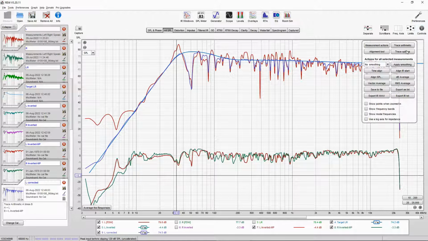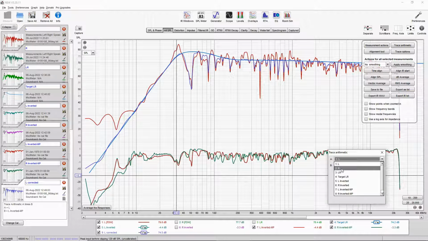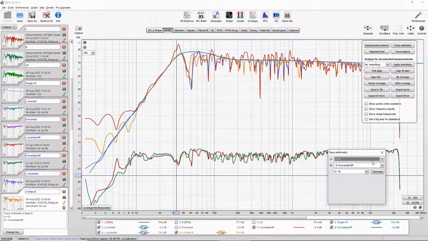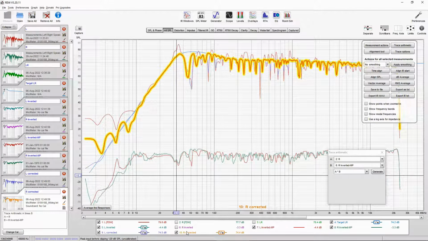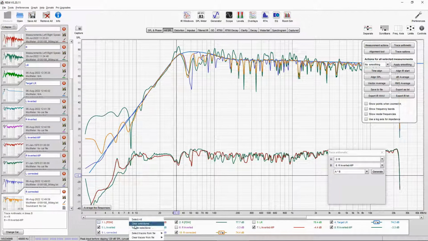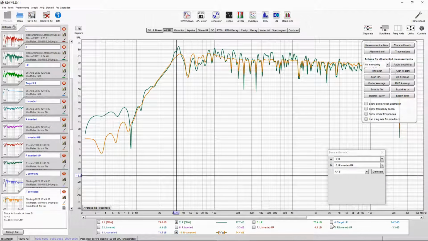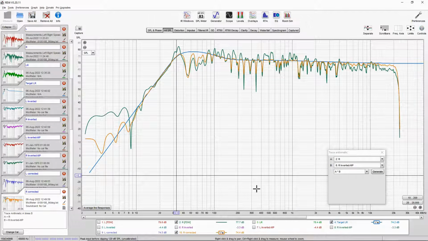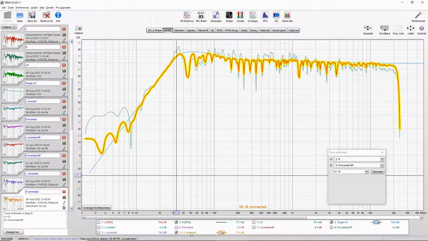So let's do the same for R, how it will end up after correction. Call this R corrected. So this is R corrected. This is the original R. Let me clean the screen a little bit. So this is R corrected.